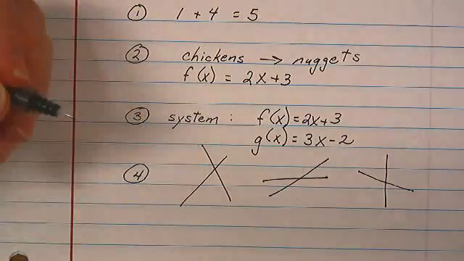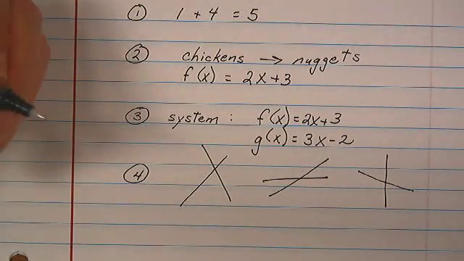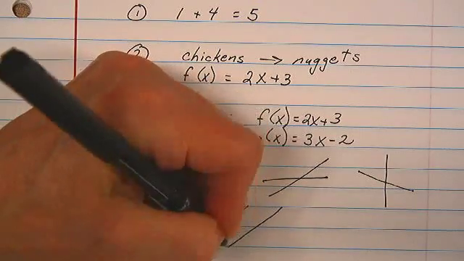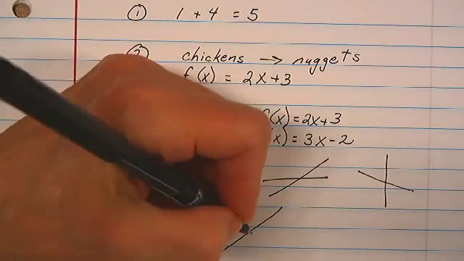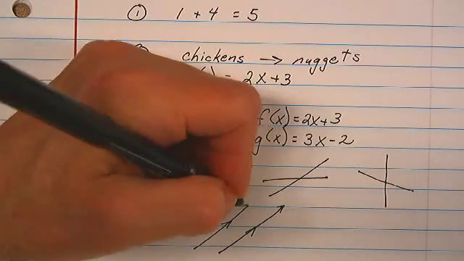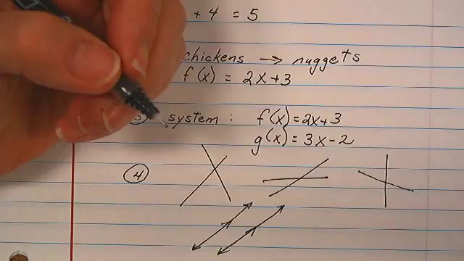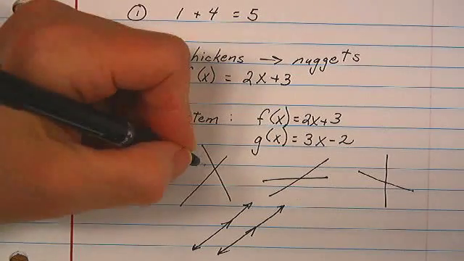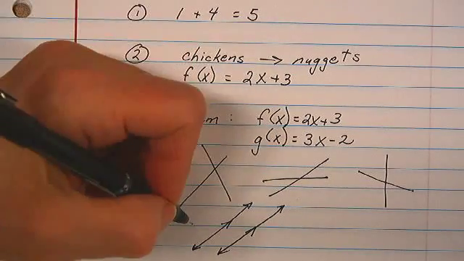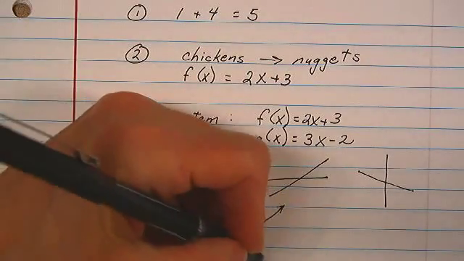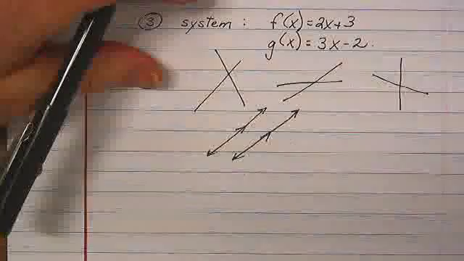Is there always an intersection? No, there's not always an intersection. If we have two parallel lines, two lines with the same slope, these lines are never going to intersect, ever, ever, ever. So we could have one solution, we could have no solutions, and we sometimes talk about an infinite number of solutions.